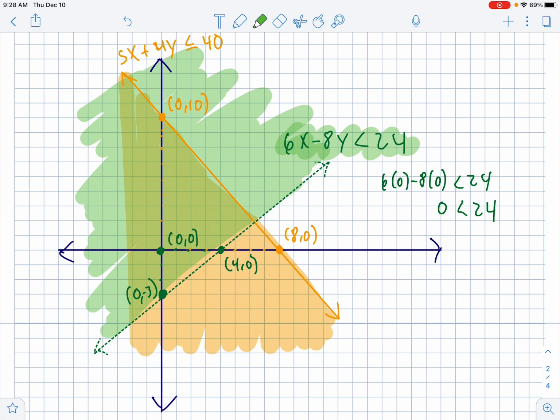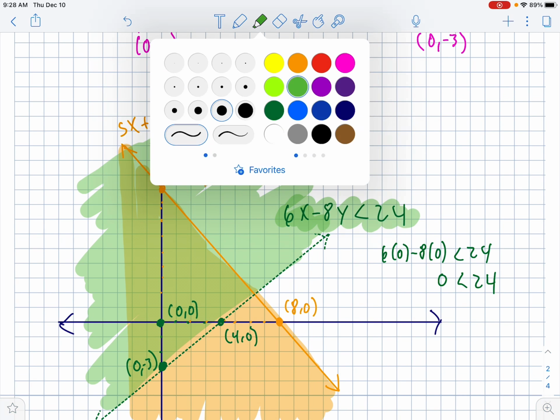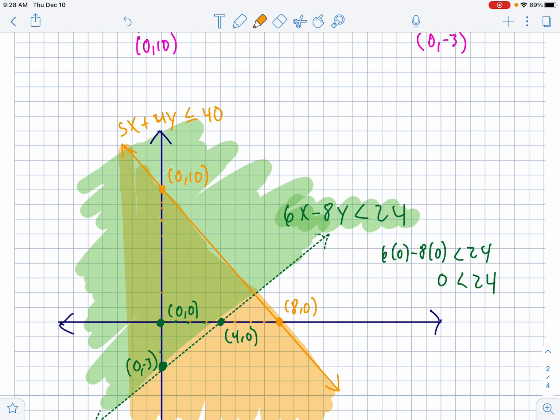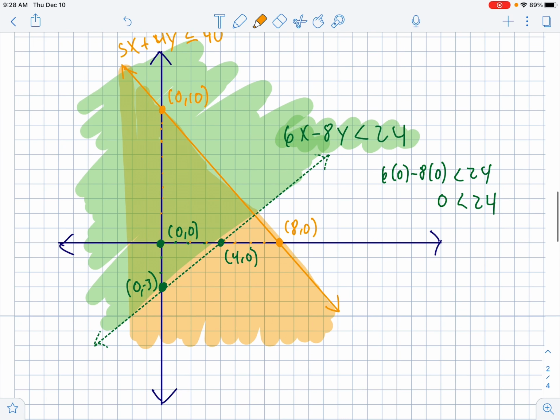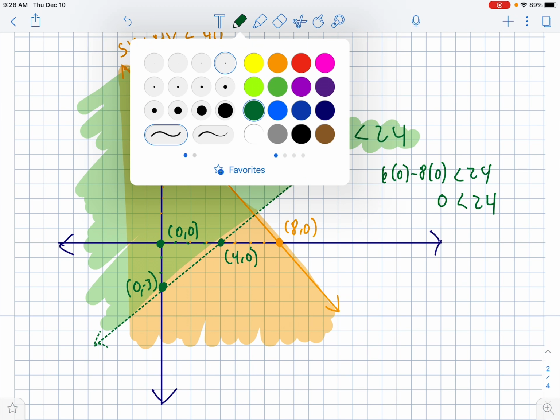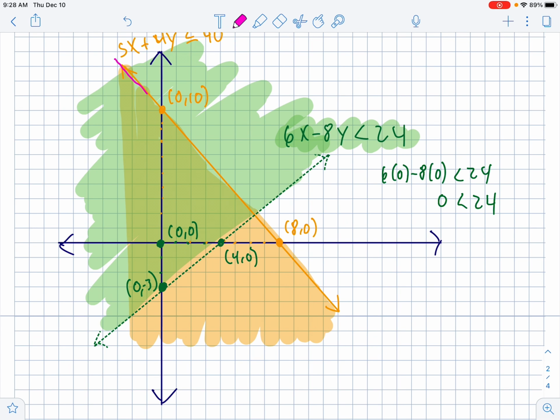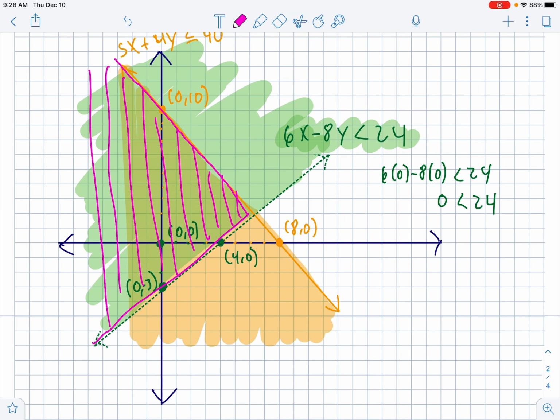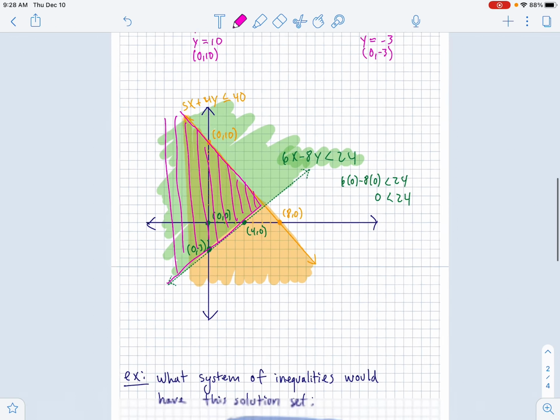Okay. You guys, now that they're both properly shaded, the pick a point thing would have worked with this one as well. If you had picked (0, 0) and put it in, you would have gotten a true inequality, so you would shade where 0 lives, which happens to be underneath the orange line. Now, our answer is anything that's in this zone. So all of this, these points are your answers. Any point that lives in that zone should satisfy both inequalities.